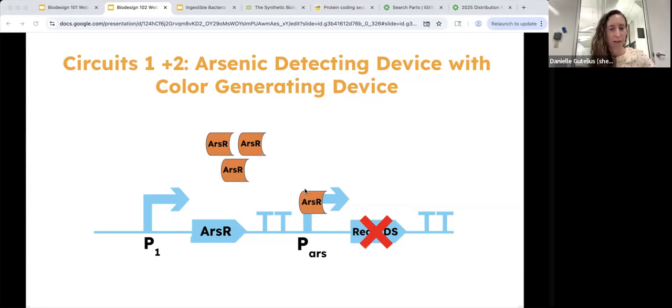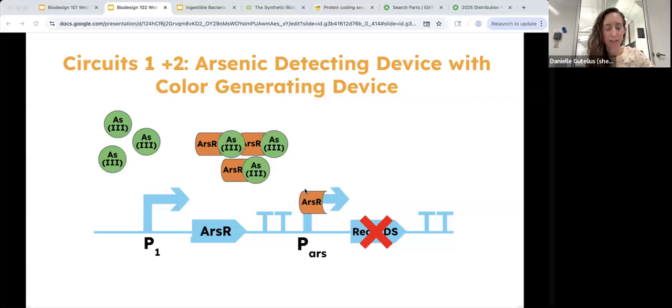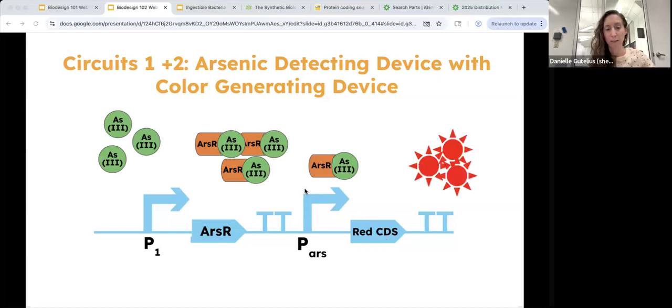Perfect. We also know that ArsR, if arsenic is present, will bind to it. If it binds to it, it's going to remove it from that promoter. That will allow transcription and translation to happen, and we should see our red color. Great.